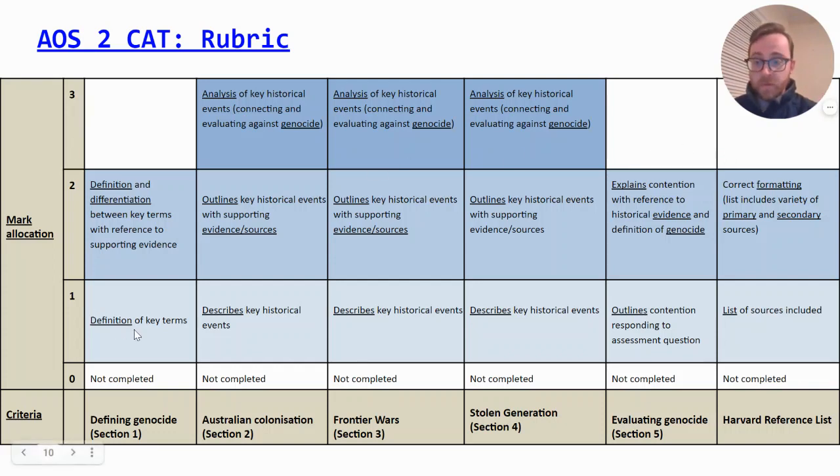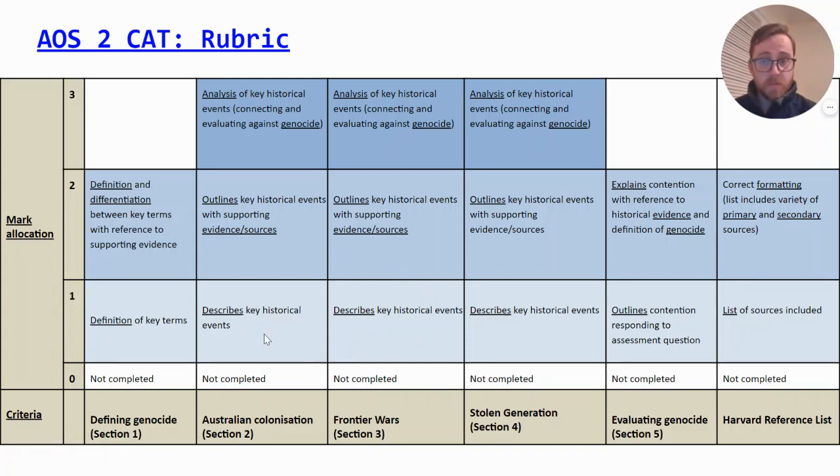So if I, for example, in section 1, define genocide, that's 1 mark. If I define it and then differentiate it, so I show how it's different between mass murder and massacres, and I provide evidence that connects that definition to the Genocide Convention, 2 marks. So you've got 2 marks there, 3, I'm not a math teacher, 15 total marks, I believe, hopefully. Sections 2, 3, and 4 being assessed on the same scale.